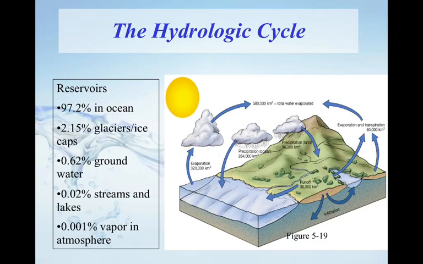And then we go downward with this table on the left. There's a decent amount in glaciers and ice caps, a little more than 2%. Then groundwater, which would consist of aquifers and places like that. Very, very small amount in streams and lakes, which seems a little counterintuitive. We see a lot of streams and lakes, but actually very small amount compared to the overall. And then a tiny fraction of the water on the planet is in the atmosphere.